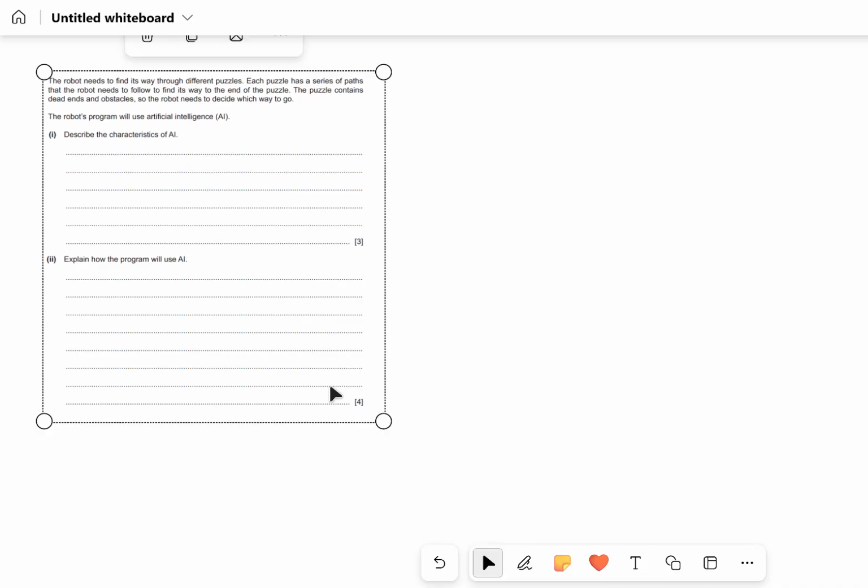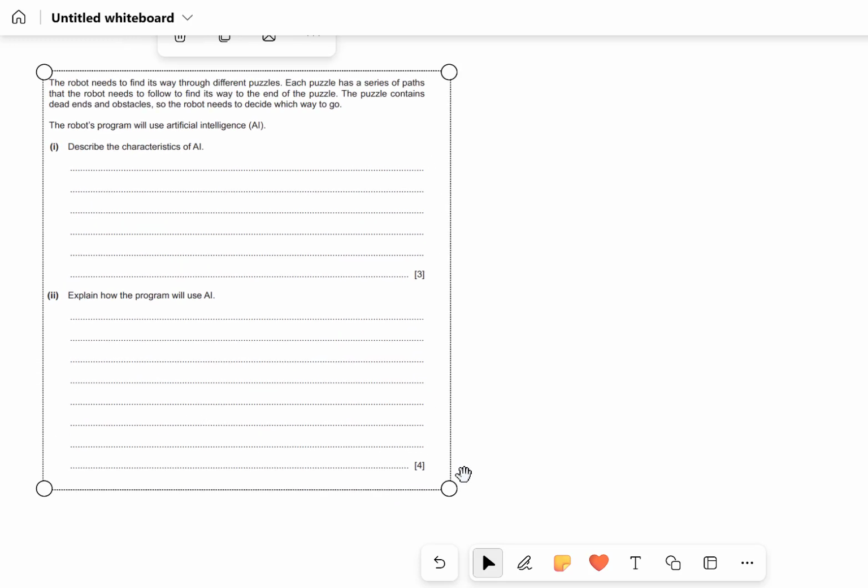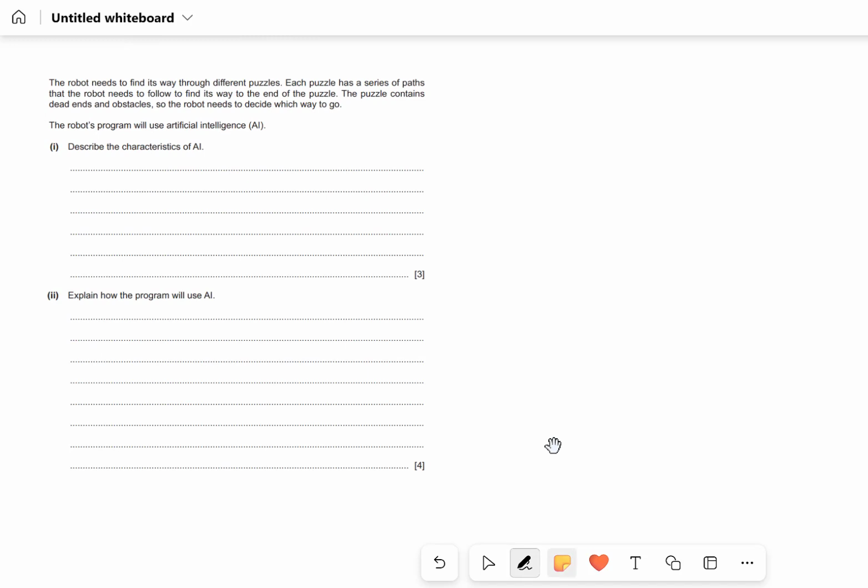You know the drill, pause the video, give us a go, and then let's go through it. Okay, so let's see what you've done. What are the characteristics of AI? So let's go through the main ones. Collects data and stores rules. Ability, that's his ability by the way. Ability to reason. Ability to learn.